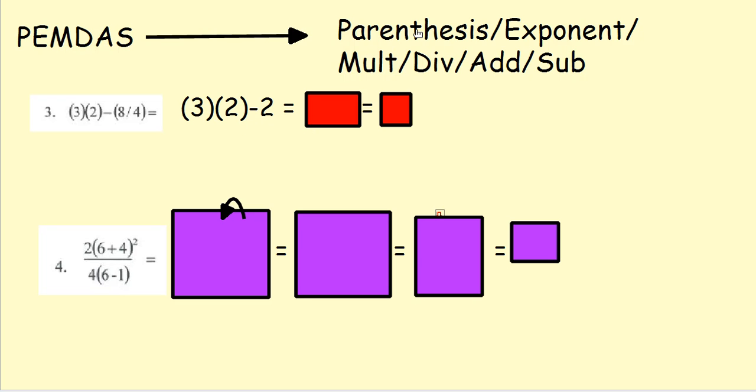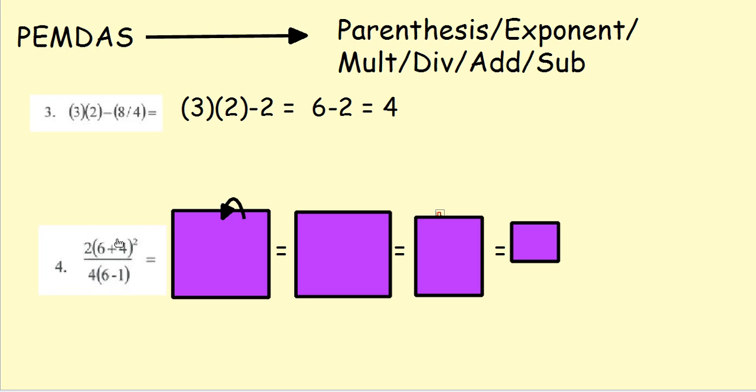The next thing here is exponents. We don't have any exponents. Then you're going to do multiplication. Remember, we said anything with parentheses around it means to multiply. So here we have 3 times 2, which should give us 6. And the minus 2 remains the same. And then at the very end, there's no division, no addition. We have subtraction. 6 minus 2 is 4.